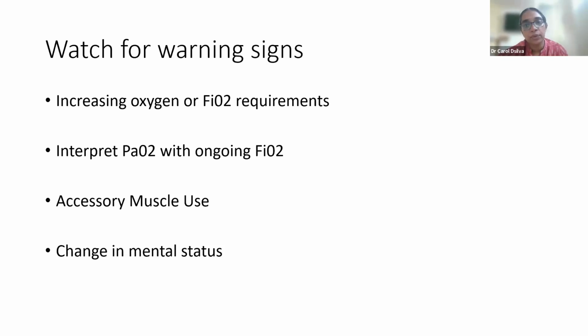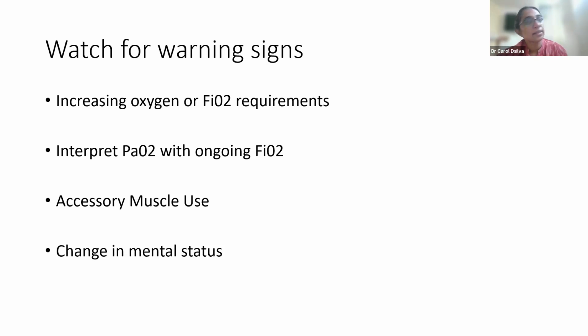Always interpret the PaO2 with the ongoing FiO2. So if the PaO2 is 83, but the patient was initially on room air and is now at 83 with 2 liters, or with 5 to 6 liters. Now, this is the example I had asked you to ponder about. So if the FiO2 is going up, but the saturation is normal, don't be satisfied. It means that the oxygen requirement for your patient is going up due to some pathophysiology, which you have to identify.